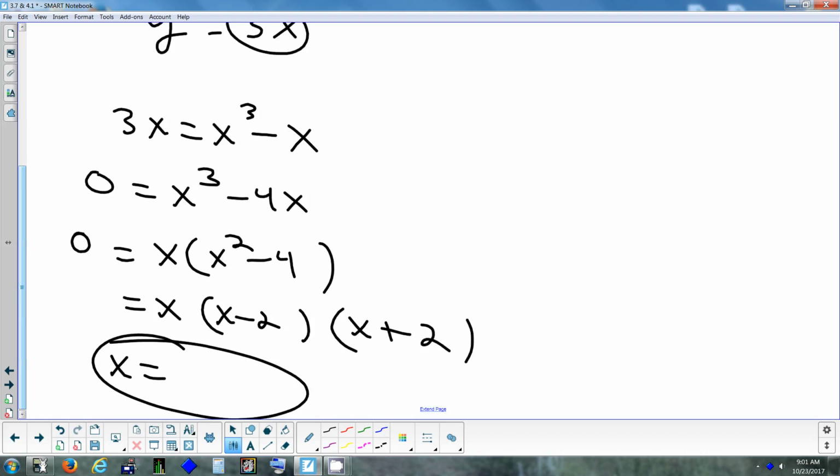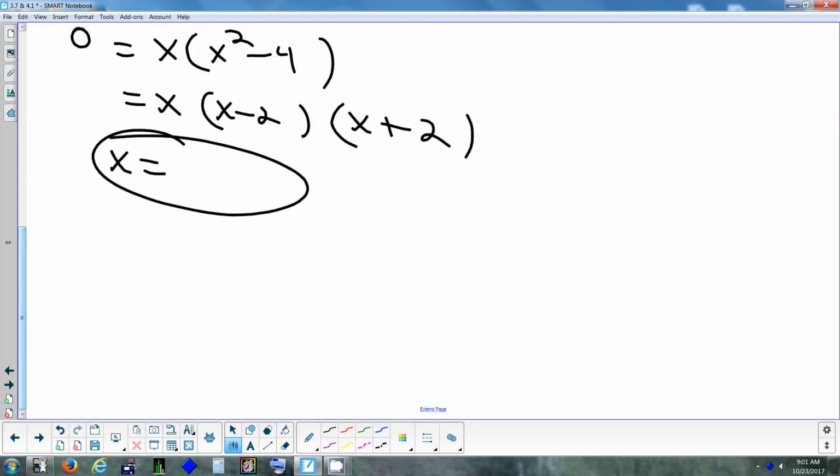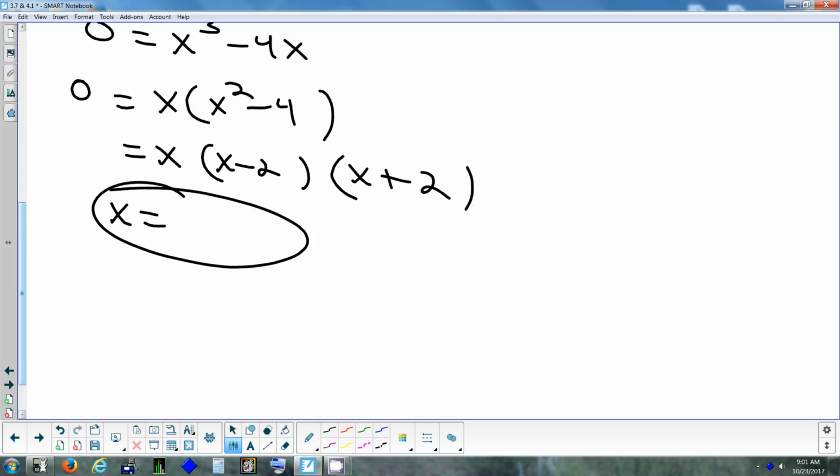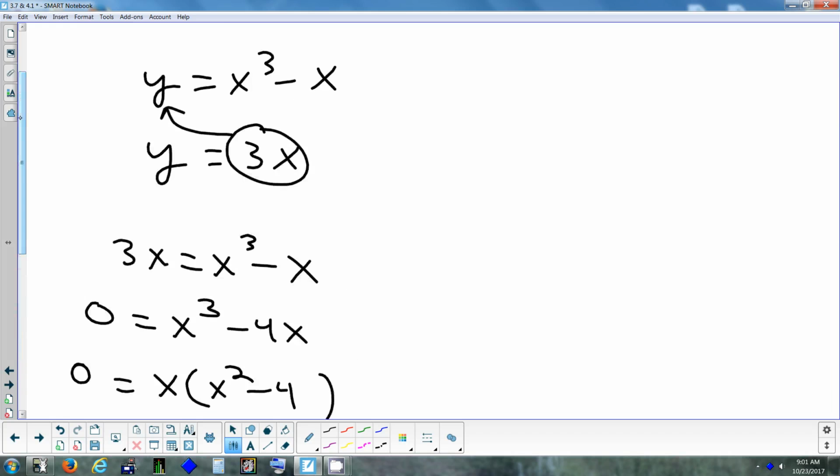x equals 2, x equals negative 2, and x equals 0. Exactly. Now, are we done? What else do I still have to do? I only did half the problem. I mean, I did the hard half. The second half is going to be super quick. So for y, I didn't get any of my y values yet. So now I need to plug in 0, 2, and negative 2.